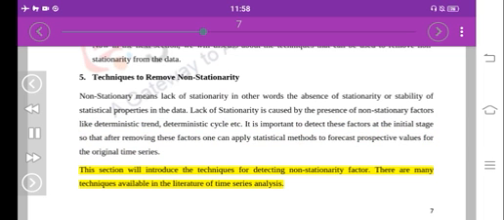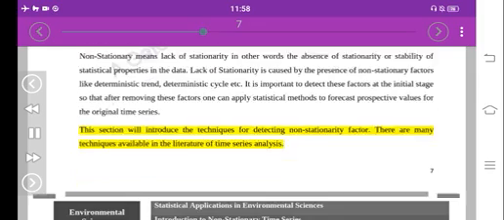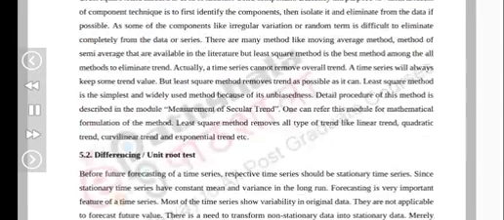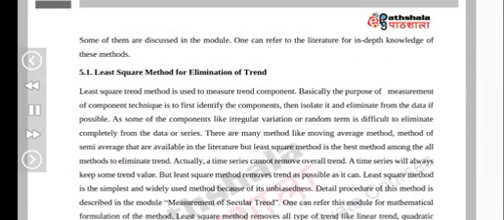There are many techniques available in the literature of time series analysis. 8. Statistical applications in environmental sciences. Some of them are discussed in the module. One can refer to the literature for in-depth knowledge of these methods. 5.1. Least square method for elimination of trend. Least square trend method is used to measure trend component.